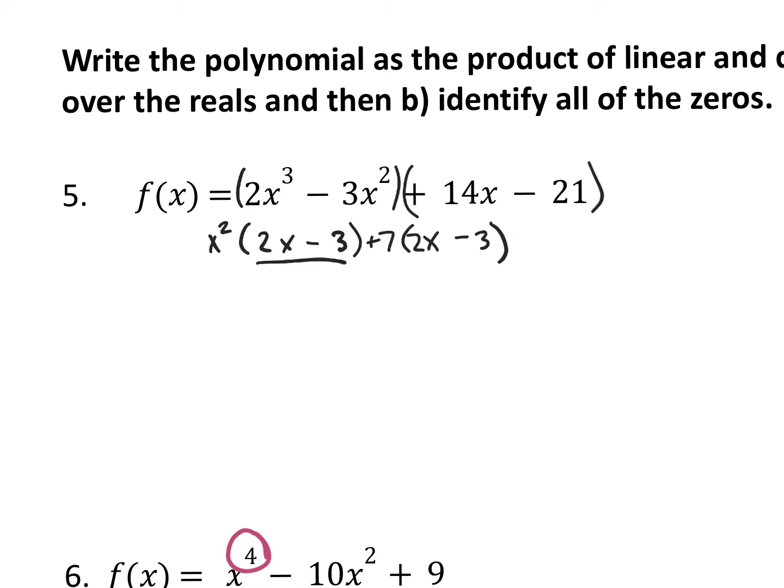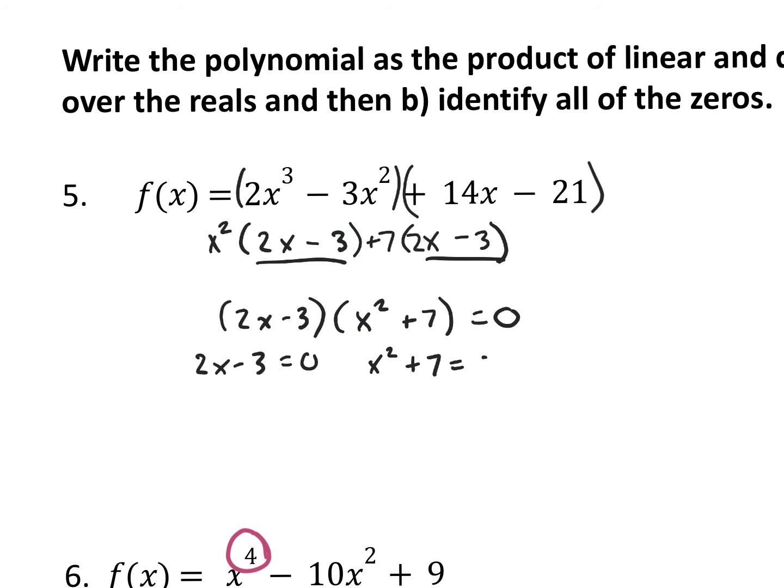So since my inside parentheses are the same, I can group. Inside parentheses have to be the same. Those go together in one group. So I have 2x minus 3 times x squared plus 7. Now I need to find my zeros. So I set each piece equal to 0. So 2x minus 3 equals 0, x squared plus 7 equals 0.